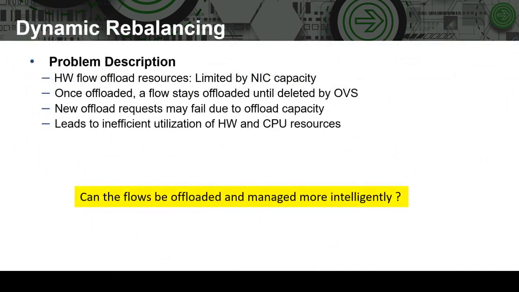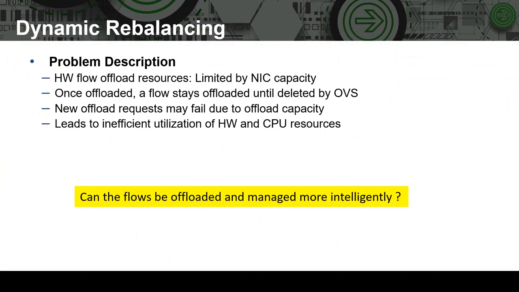So here's the problem description. Sometimes a NIC that is offloading flows could run out of hardware resources. This is because offloading involves several hardware tables and resources, and each NIC has its own offload capacity. When a NIC is in this out of resource or OOR condition, new offload requests may fail.